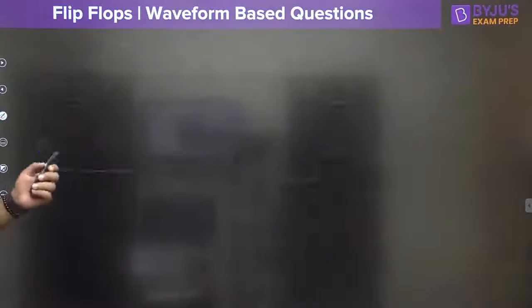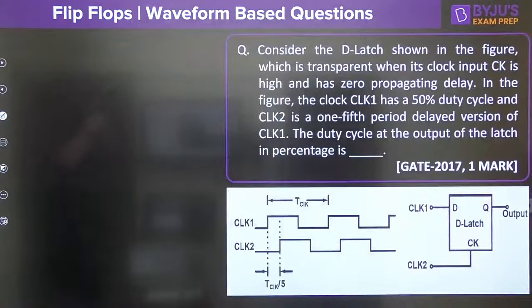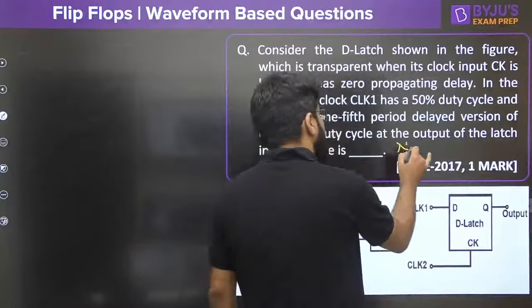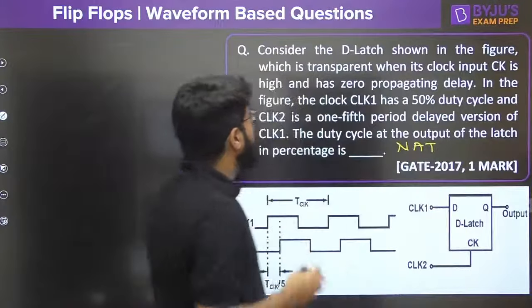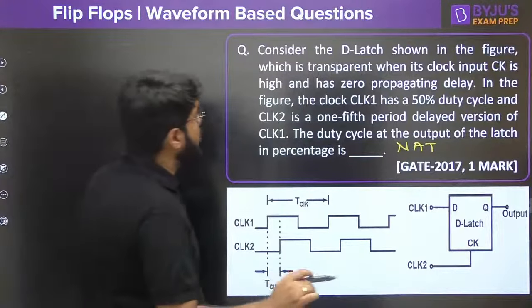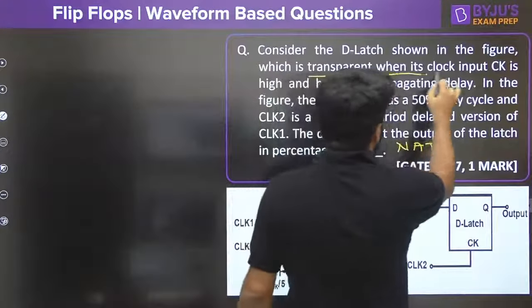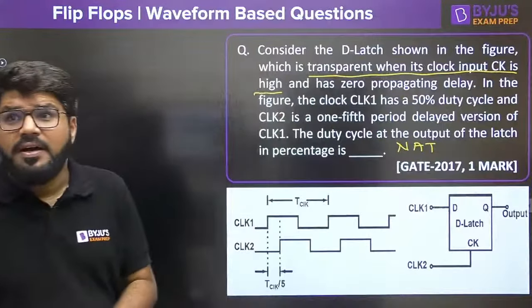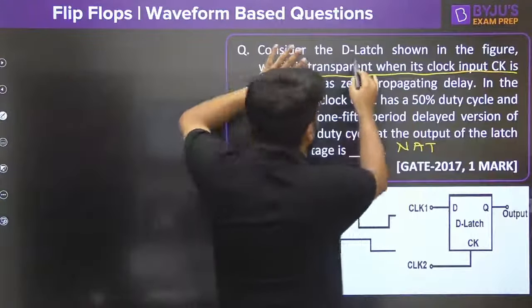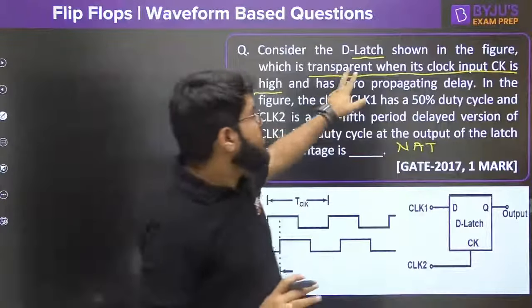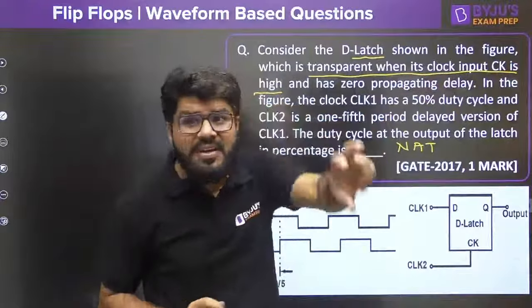Let's move ahead to the next question. Once again a good question is coming on screen, and that is a GATE 1 mark question. As a reference, I have taken a GATE 1 mark NAT type question, numerical answer type, as you are able to see. Consider the D latch shown in the figure, which is transparent when its clock input is high, and has zero propagation delay. Now they have even used the word latch, and we know the definition of latch, which is transparent when the clock input is high, level triggered.